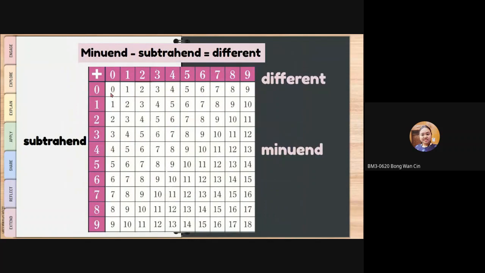Okay, for example, Atira point 0. So when 0 minus the left part, which is also 0, then it will give us an answer which is also 0.